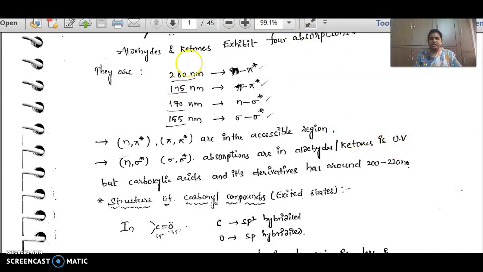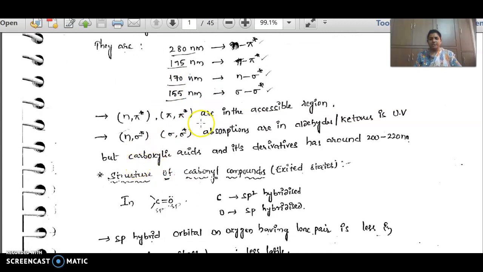Photochemical reactions occur in the presence of light. That is why the n to pi star and pi to pi star transitions are in the accessible region. Carboxylic acids and their derivatives absorb around 200 to 220 nanometers.